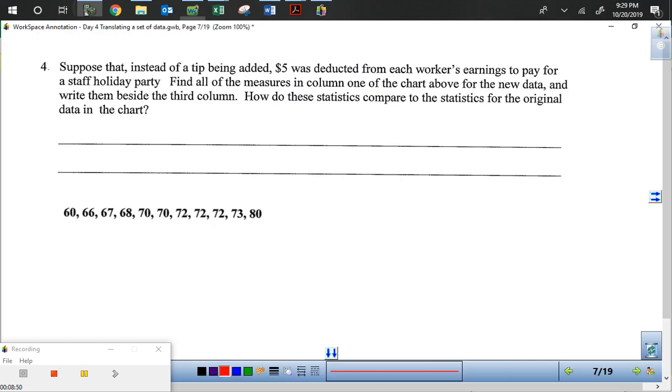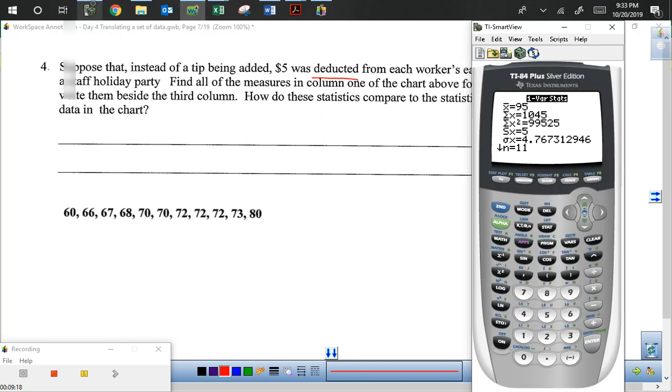Last thing we're going to do is see if that same effect happens if, instead of adding the same number to the set, we subtract. So number 4, it says, suppose that instead of a tip being added, $5 was deducted from each worker earning for a staff holiday party. Find all the measures in column 1 of the chart above for the new data and write them beside the third column. So let's go back to our calculator.